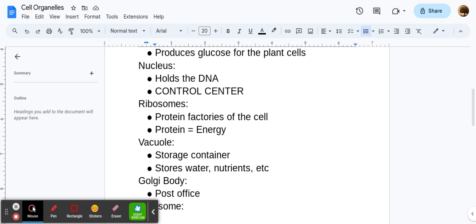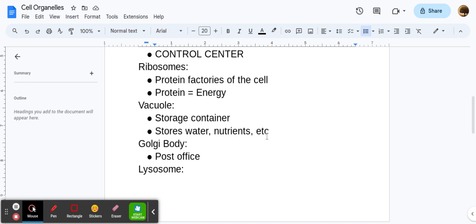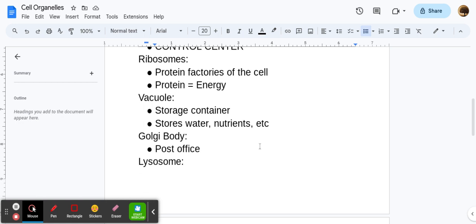The vacuoles are the storage containers, like the U-Haul. They store your arcade machines, your bicycles, all of your old memorabilia that cannot be stored in your house. The Golgi body is like the post office. It's where you send messages to friends, loved ones, wives, husbands. If you go off to war and send a letter to your loved one, kind of like that.